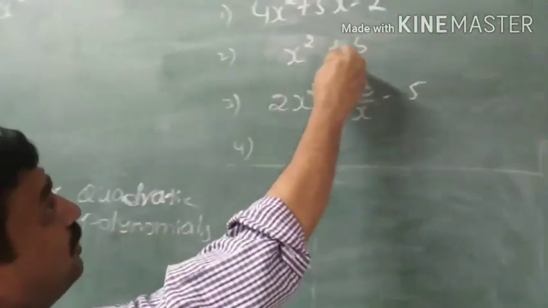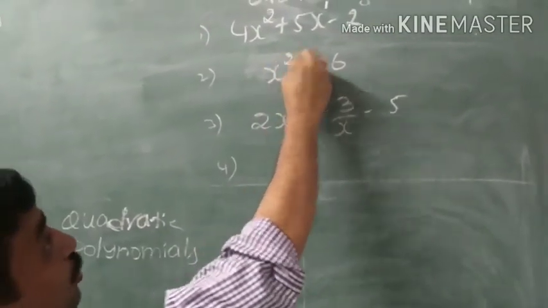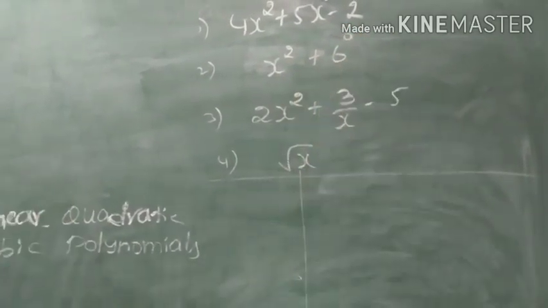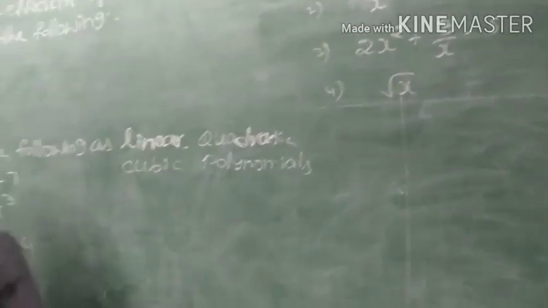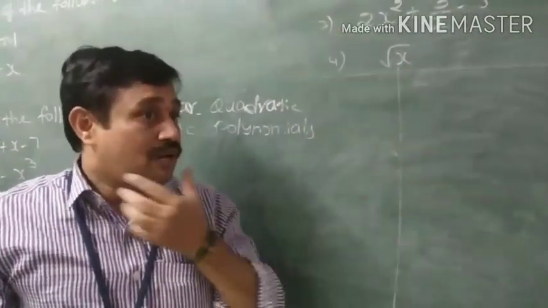Next, x square plus 6. It is a polynomial since the powers 2 and 0 are whole numbers. So it is a polynomial. How is it a polynomial? What are the important points of polynomials?